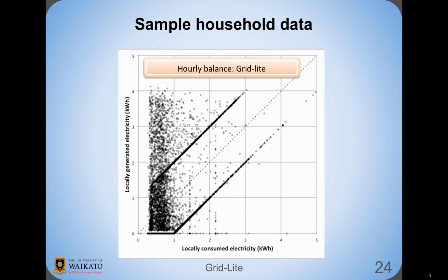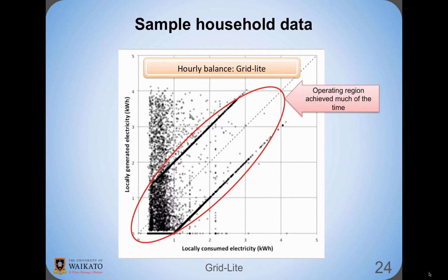For the GRID-LITE scenario, again with the same load and generation data, it can be seen that over hourly intervals the operating region is achieved much of the time. And it's interesting to see the extent to which the operating point sits on the boundaries. As with the previous examples, there are a significant number of hours when the batteries are full and fail to consume the solar output, so that the grid feed limit is exceeded. In reality, some sort of failure would occur.